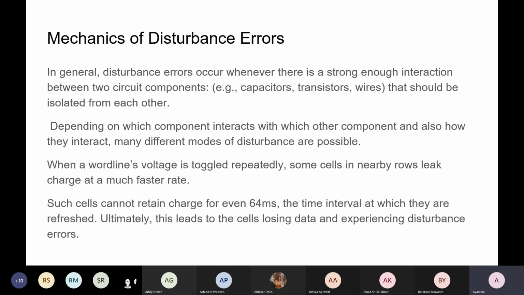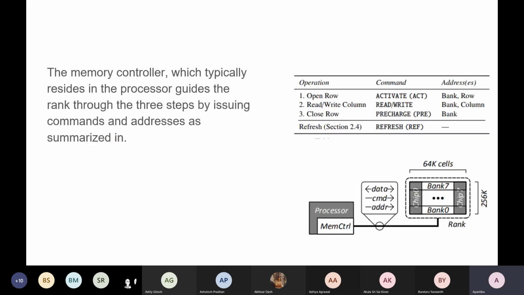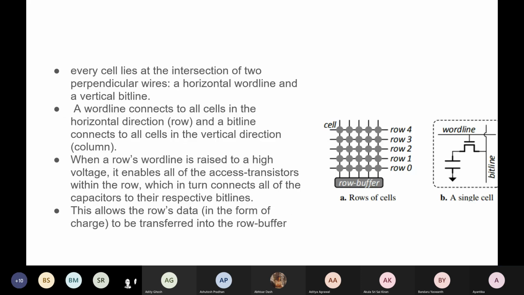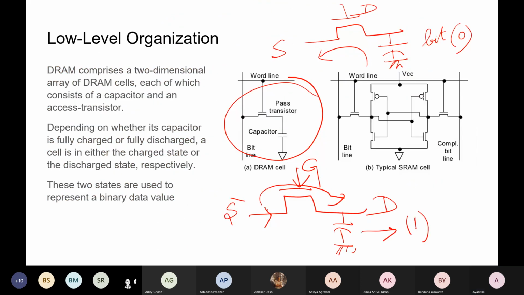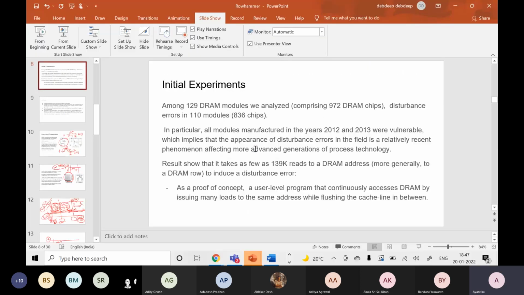One second. Anyway, I will show that to you. There are three studies, so I have the references. Okay, I will show that later on.